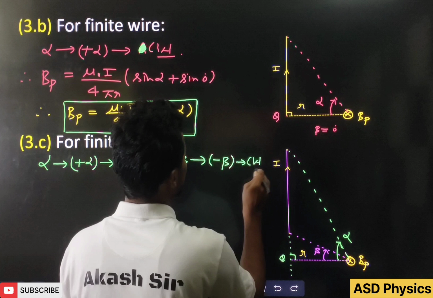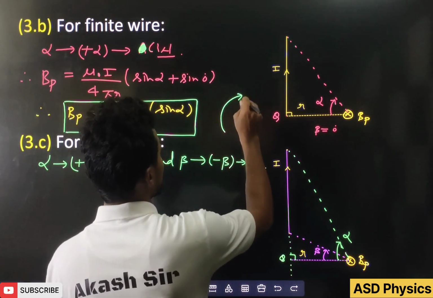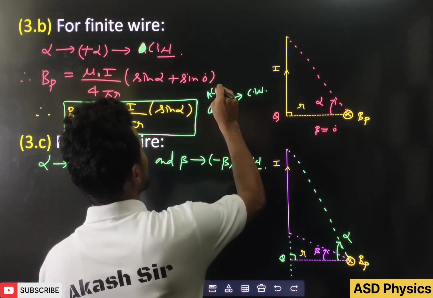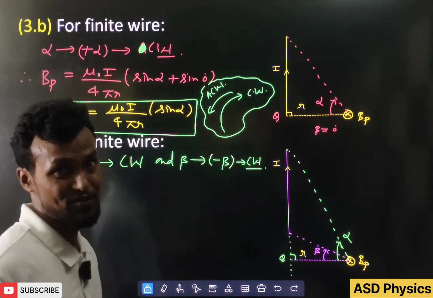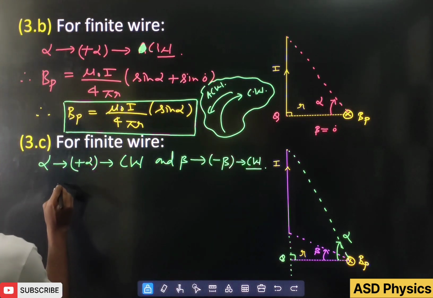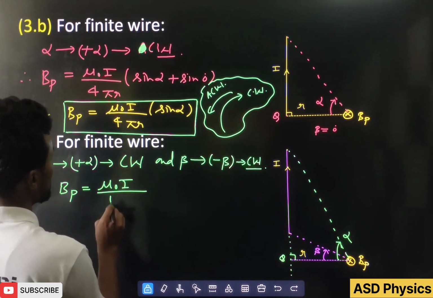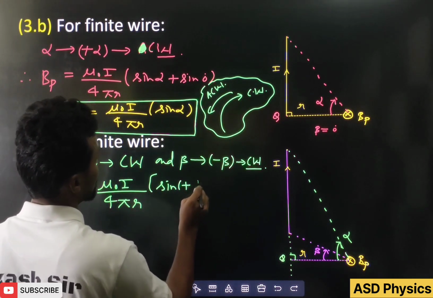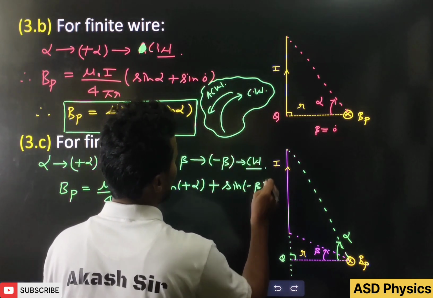Why? Because this is also in a clockwise sense. Remember that here, students, this side it will be clockwise, and like this it used to be anti-clockwise. Okay, if there is any confusion, because I also used to get confused sometimes. So here BP is given as mu naught I by 4 pi r, and here sine plus alpha plus sine of minus beta, correct?